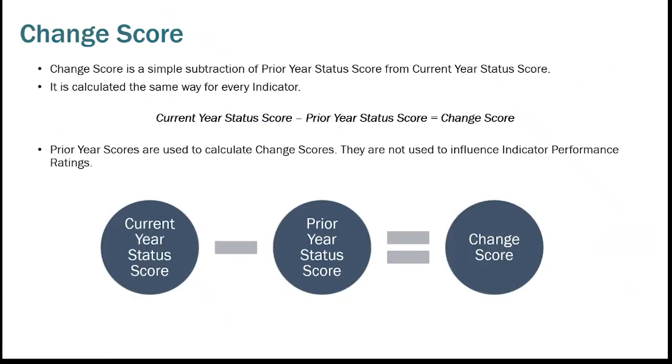The change score calculation is pretty basic. We just need to subtract prior year status score from the current year status score. You can see the formula here on the screen shows that calculation. Current year status score minus prior year status score equals change score. And although basic, this calculation is important because this is the process we'll use to calculate change for each indicator.